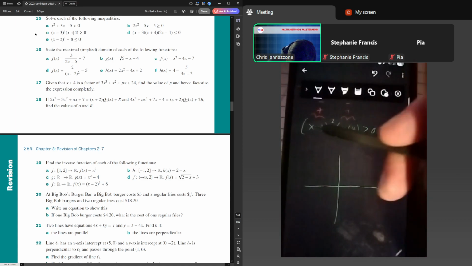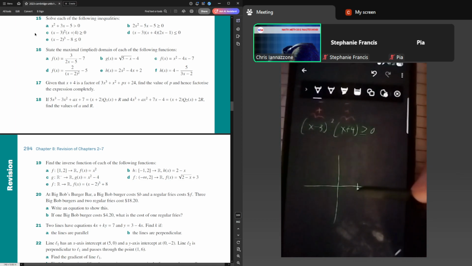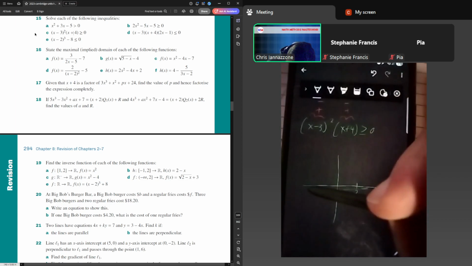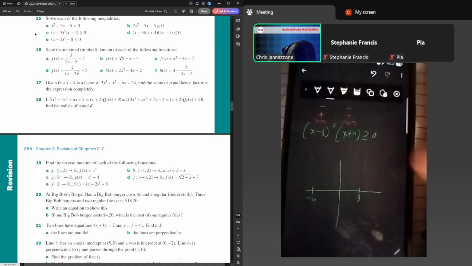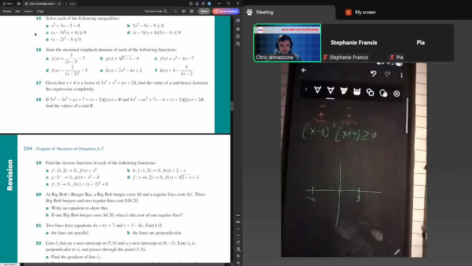Cool. So x minus 3 means we're going to have a turning point at 3, because it's the squared one. And then x plus 4 means we're going to have a cut at minus 4. Cool. Now the other thing to consider here is overall shape, right? This is a... What type of graph is this? It's a type of polynomial. What degree polynomial is it?